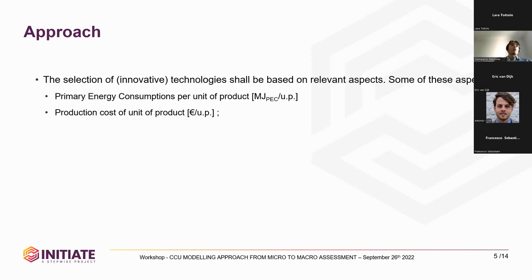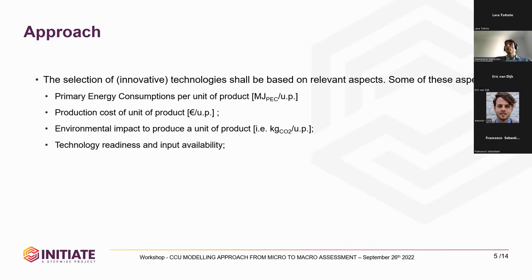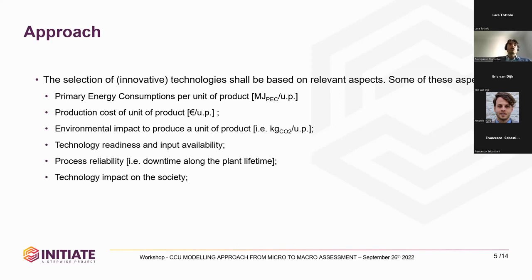So on top of the primary energy consumption, another criteria which can be considered is an economic criteria. But there is also the environmental criteria which can be considered. And in particular, here I reported the emissions of CO2 per unit of product. Here you have an example because there is the CO2, but there are also a lot of other pollutants which can be considered and accounted when the environmental impact is the main aspect. But there is also technology readiness and input availability, process reliability, like for example, how much the plant will operate over its lifetime, and finally, technology impact on the society.